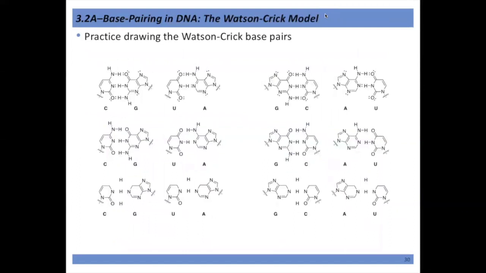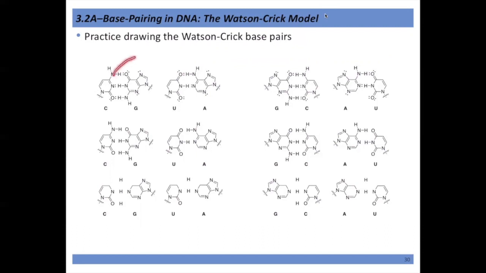Now, this is just a little sheet that you can use to help you practice these base pairs. It shows how these complementary hydrogen bonding patterns are set up. And it may be good if you actually try to have a C and A base pair. You'll see that they actually don't.